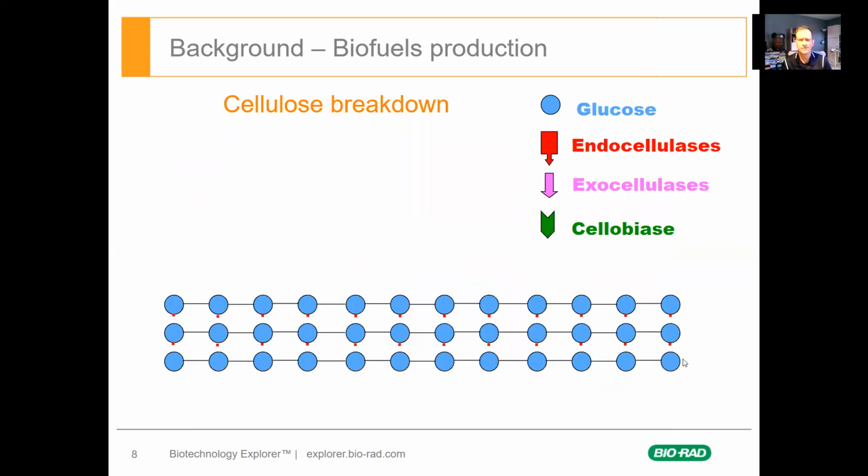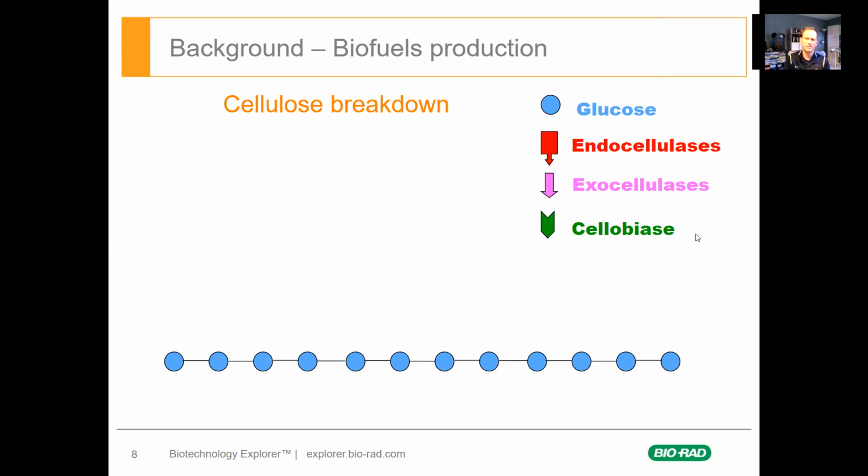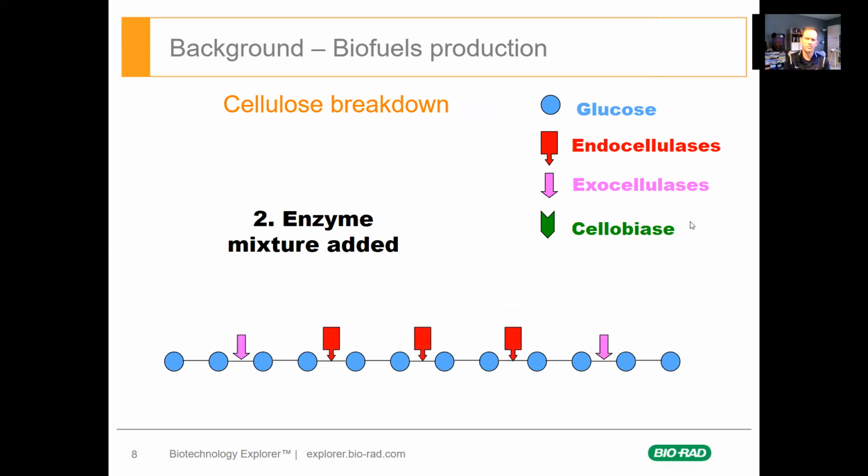So how does that work? All right. Basically, we're going to have the cellulose itself. We need to break it down. We can either do it with heat, acid, ammonia, or other treatments. All right. Usually, they boil the heck out of the stuff and try to break the bonds down as much as possible. They can use endocellulases to break them into single chains. Then exocellulases, like an enzyme mix. We'll put those in there and we'll chop them down. And then a cellobiase to break them.